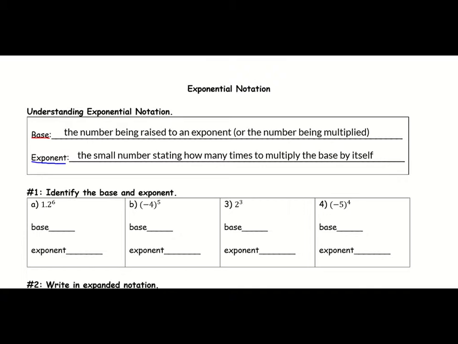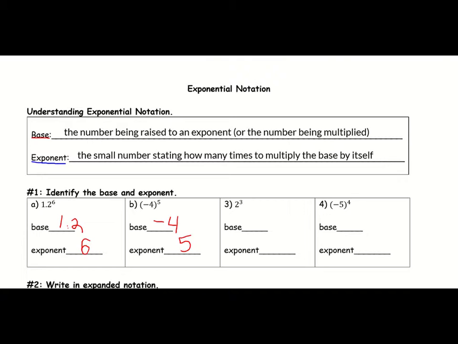So in problem A, we have 1.2 to the 6th power. The base, what would actually be multiplied in this problem, is 1.2. And the exponent, how many times would I multiply 1.2 by itself, would be 6. In B, we've got -4 to the 5th power. In this problem, what number is actually going to be multiplied? The base, that's -4. And my exponent, how many times am I multiplying -4 by itself? That would be 5.